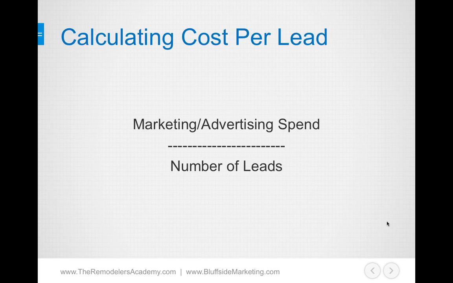Cost per lead. And here's how you calculate it. Very simply, you take your marketing and advertising spend and you divide that by the number of leads. So if you're spending $1,000 on marketing and you get 10 leads from that, it's $100 per lead.